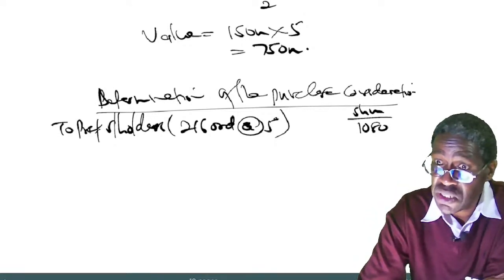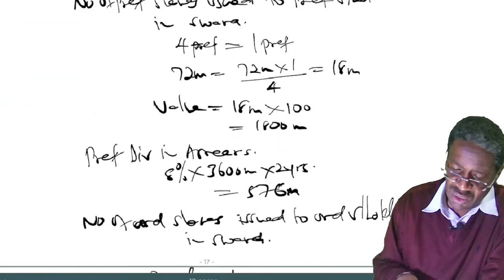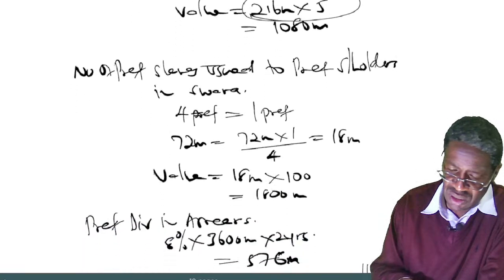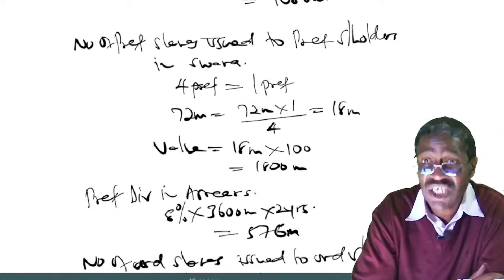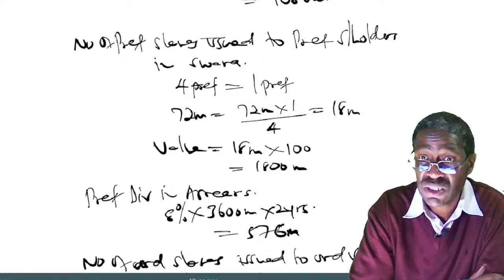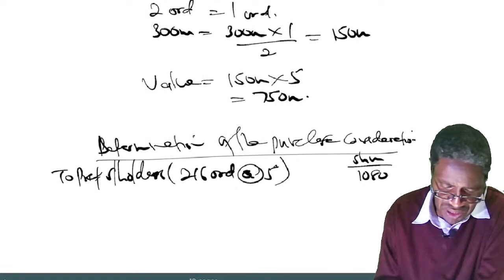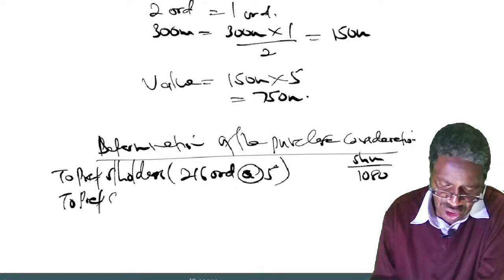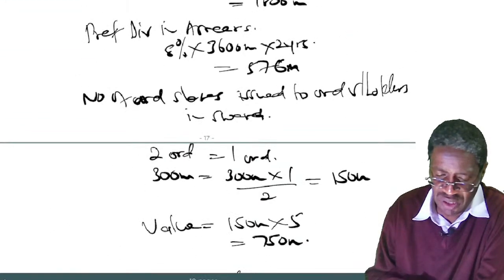There's another place where we were also told something. Next, what was it? Again here, number of preference shares issued to preference shareholders. Good. To come and say again, to preference shareholders. What did we give them?